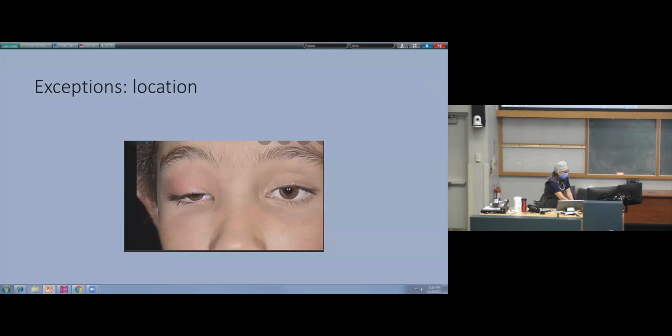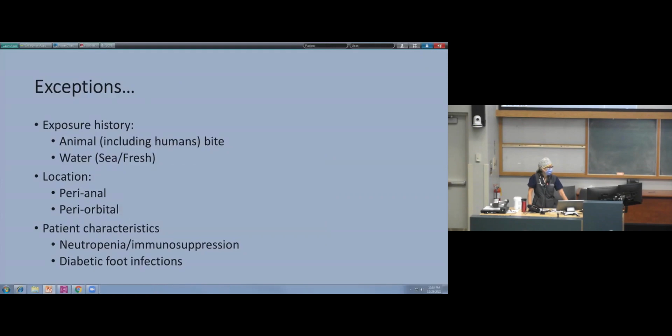So there are exceptions to the first generation cephalosporin rule in terms of exposures, like animal bites or water, in terms of location on the body, and in terms of patient characteristics. If the patient is neutropenic or immunosuppressed, they might be at increased risk of atypical organisms. And for example, patients with diabetic foot infections, we know tend to have polymicrobial infections.